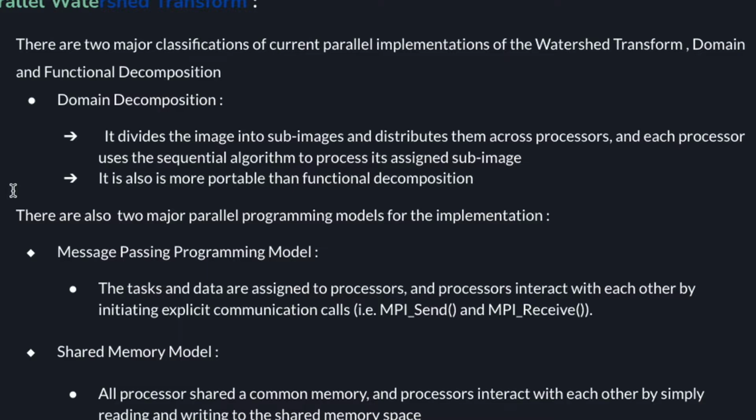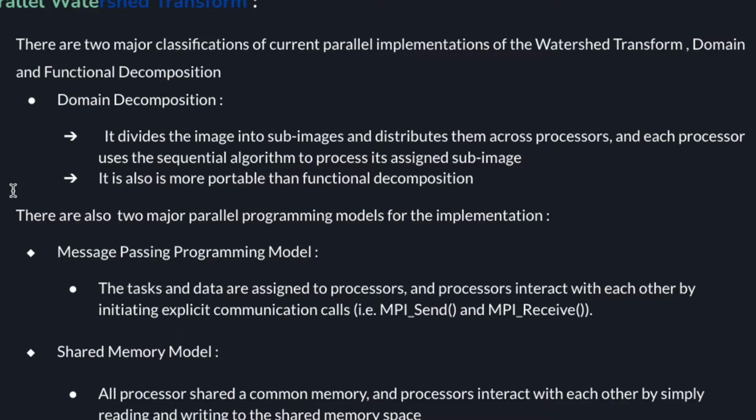There are two major classifications of current parallel implementations of the watershed transform algorithm. One is domain decomposition and the other is functional decomposition. We are only going to cover domain decomposition in this presentation since it is widely used and the most popular of the two. The idea of domain decomposition is that it divides the image into sub-images and distributes them across processors. Each of these processors uses the sequential algorithm to process its assigned sub-image. Domain decomposition can be much more portable than functional decomposition. This is because one domain decomposition result of an image can be used for many algorithms if they are processing the same image.